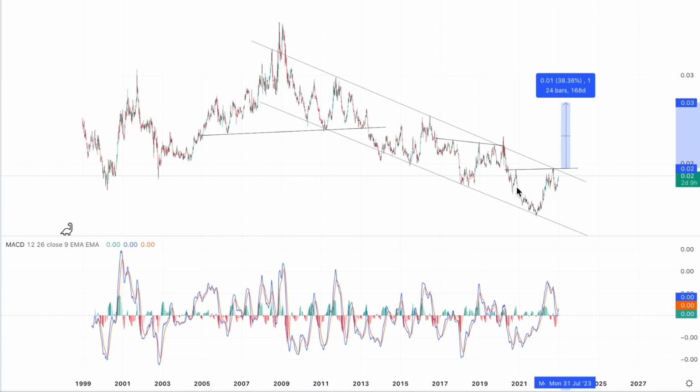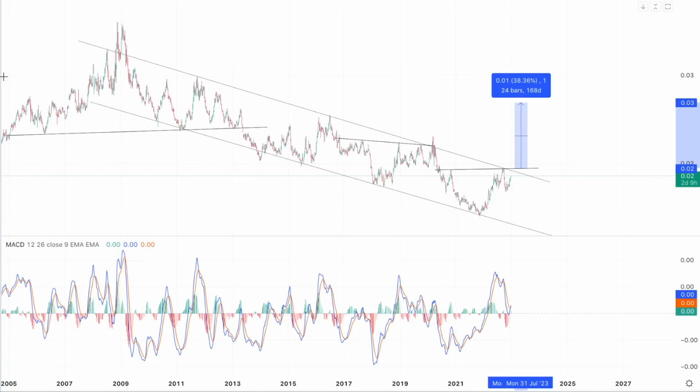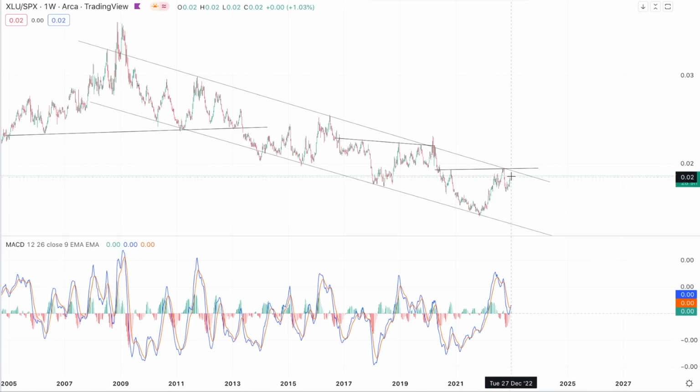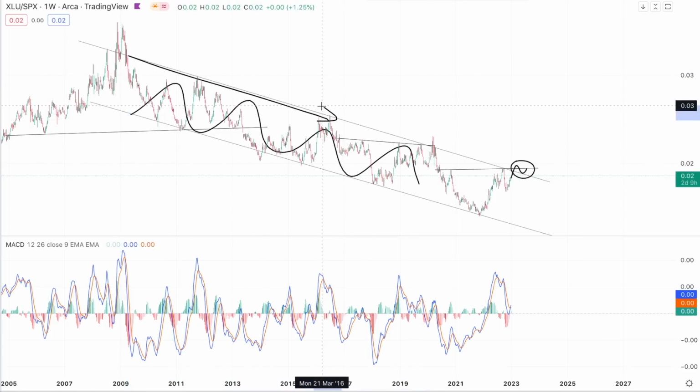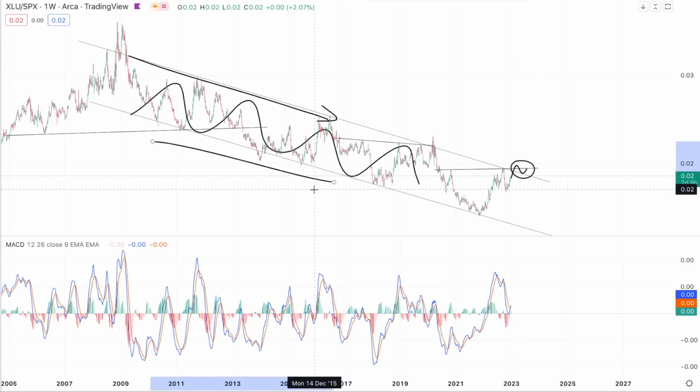Now, if we do see a breakout above this price channel, that's an ominous sign for the stock market. It's something that we're monitoring, something that we're looking at very carefully, because if that does happen, it does suggest that we are indeed seeing the end of the secular bull run that has been characterized by this underperformance in XLU relative to the S&P 500.